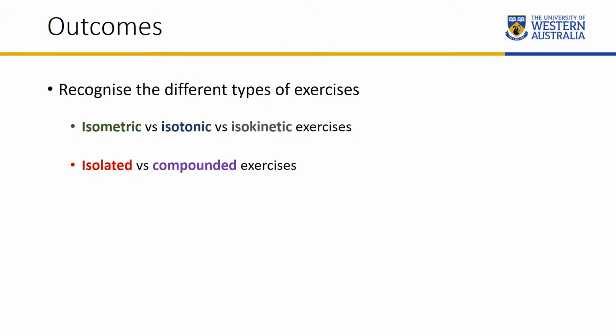There are a few different ways you can classify exercises. One of the ways that you can do it is by looking at the condition by which your muscles perform work. So exercise can be isometric, isotonic, or isokinetic. Another way to classify exercises is by looking at how the muscles are used. In this manner, exercise can be isolated or compound. We'll be exploring these terms and comparing the differences between different types of exercises in this video.